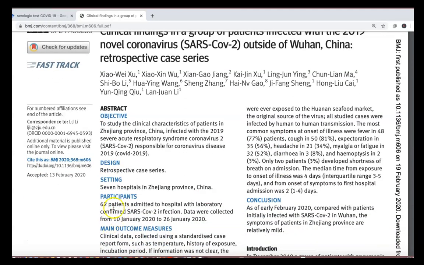They had 62 patients that we know from our previous video had already met the case criteria. They had been identified between January 10th and January 26th as having the clinical signs or symptoms that warranted getting tested. And these people also tested positive for the virus, so they were deemed infected. There were 62 of them.